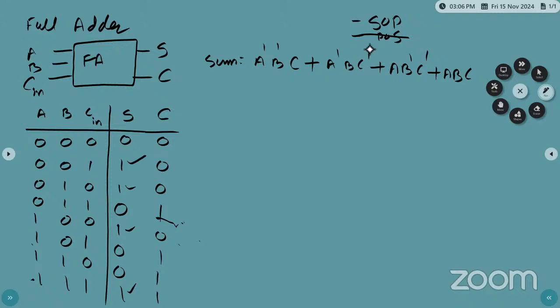Ela minimize cheyali? How to minimize? Ela minimize cheyalama? Any common terms are there? You can take common. What are the common terms?